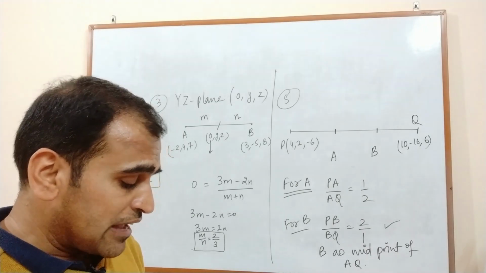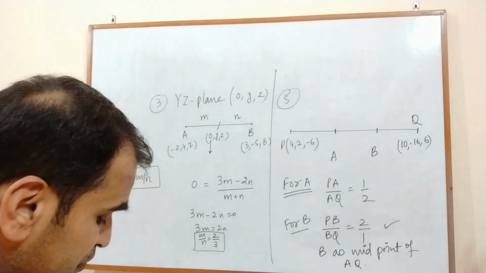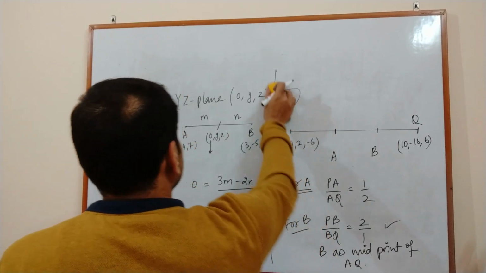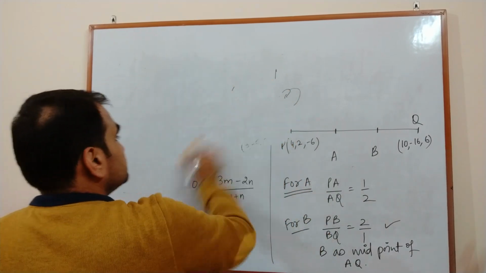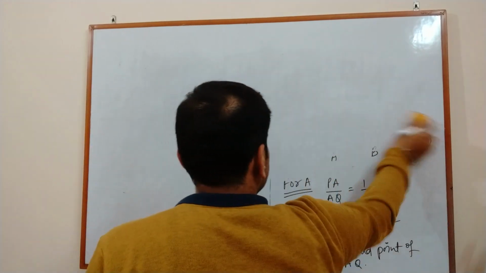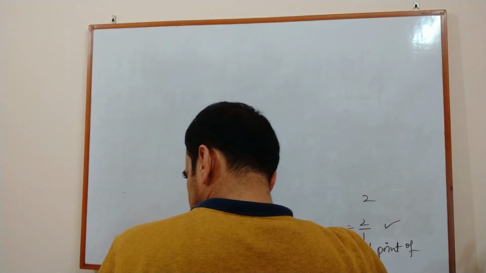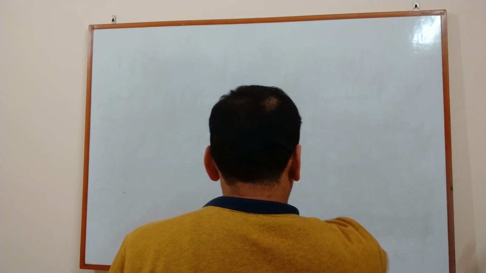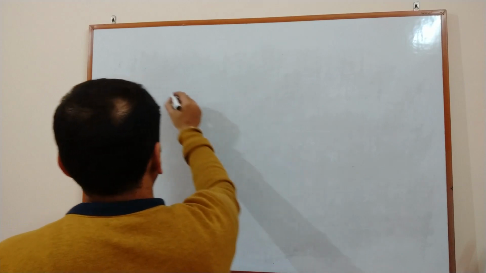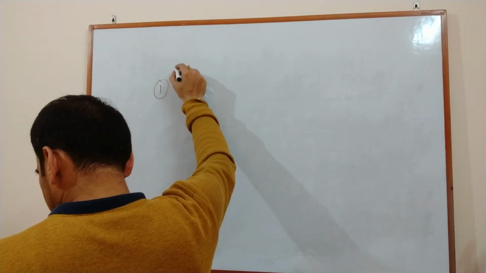Now next we have the miscellaneous exercise. In miscellaneous we again have the same types of questions. Question number 1 is important in the miscellaneous exercise. In the first question in the miscellaneous, three vertices of a parallelogram are given. So question number 1 in miscellaneous.